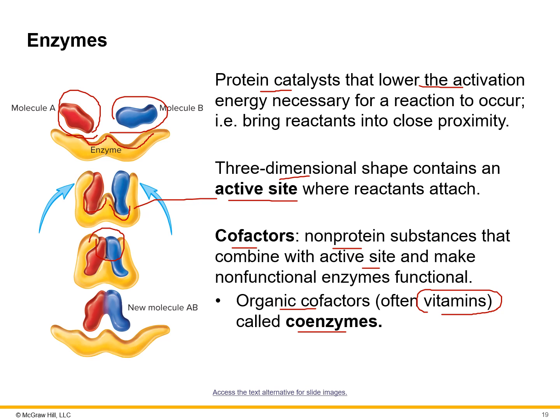We have others though, like zinc and some of our metals, like iron. They're also cofactors, but they're not organic, so they're not coenzymes. But again, they're helping to do something. So like iron helps attract the oxygen to hemoglobin. So it doesn't make it work, it just helps it facilitate a little bit better.